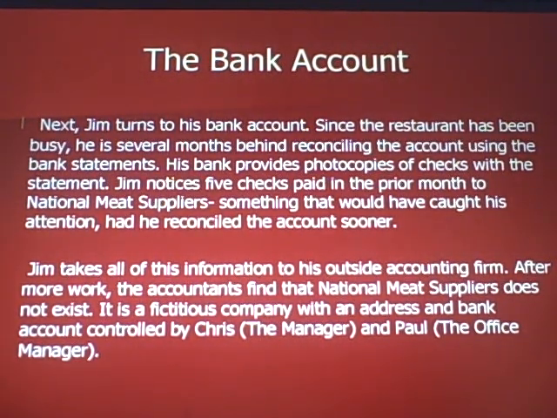Jim takes all of this information to his outside accounting firm. After more work, the accountants find that National Meat Suppliers does not exist. It's a fictitious company, one that was made up, with an address and a bank account controlled by 2 of Jim's employees, Chris, the manager, and Paul, the office manager, the accountant.